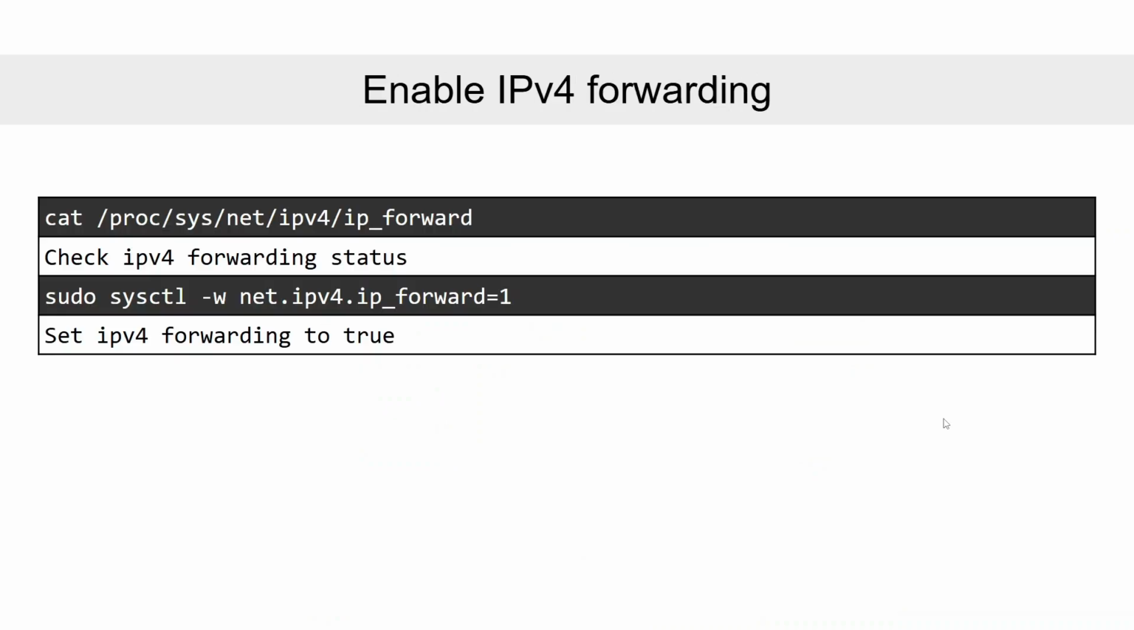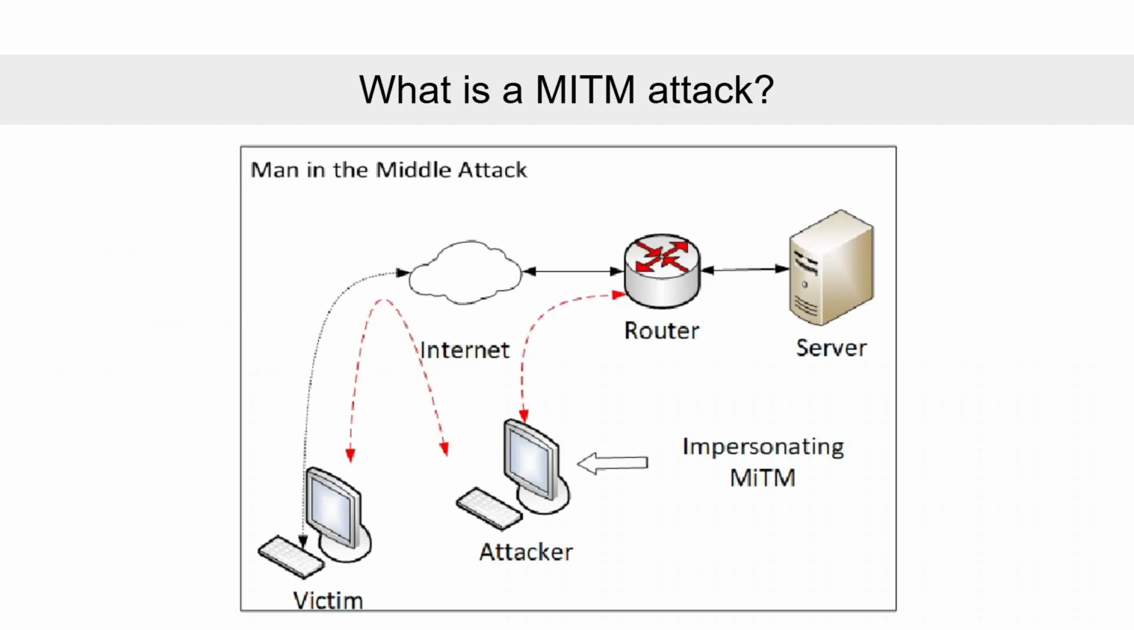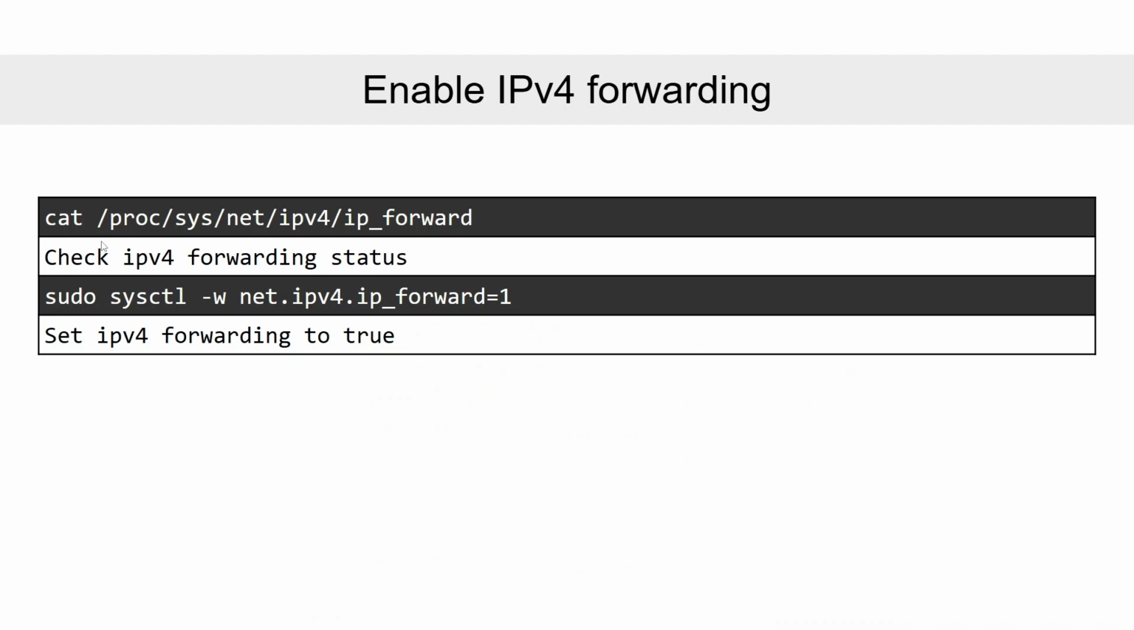So moving on to the lab portion, you can go ahead and do this at home if you want. In your Kali machine, you need to set up IPv4 forwarding, which is very important for man-in-the-middle because you have to be able to forward the packets between the victim and its router. You can use this first cat command to check the forwarding status, and you can use this command here to set that to true.